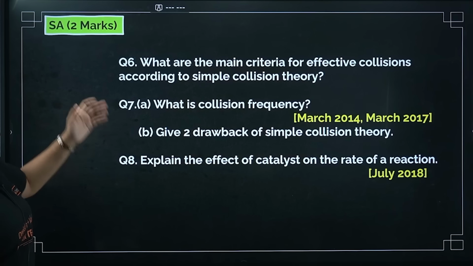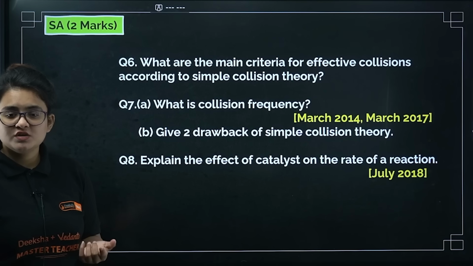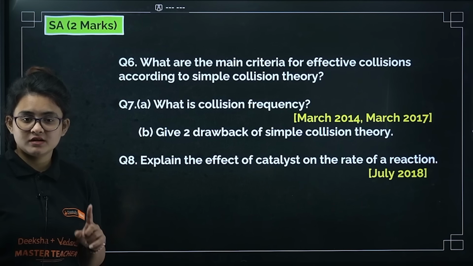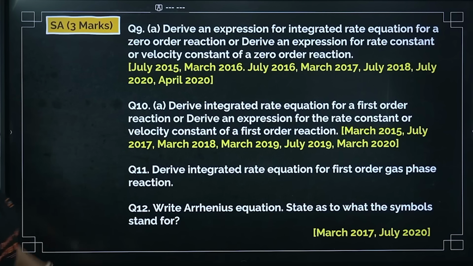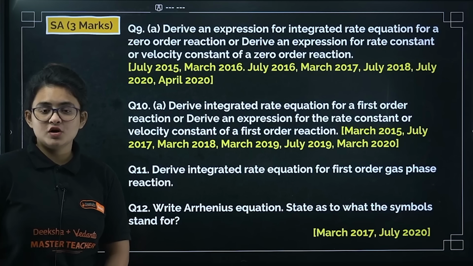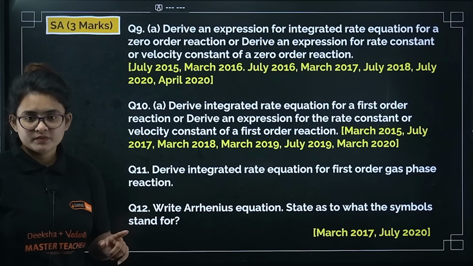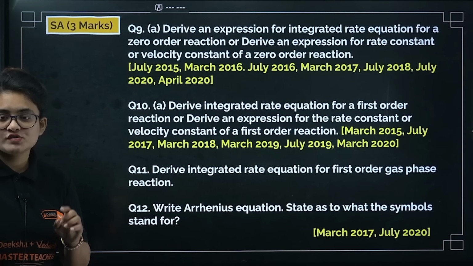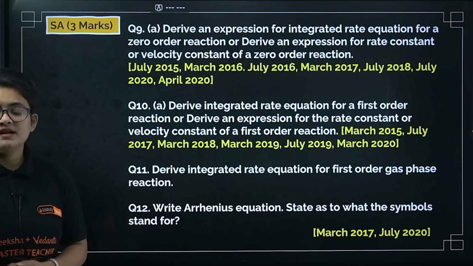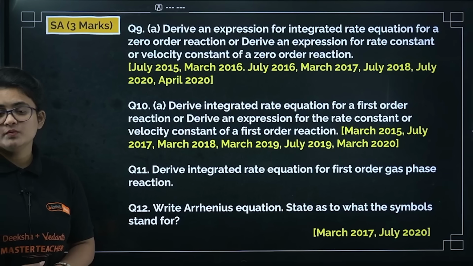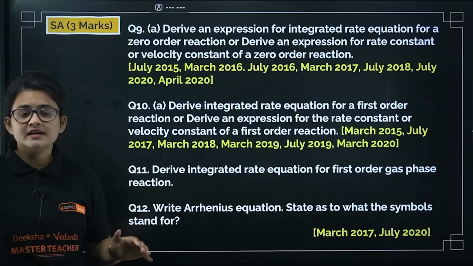Next, from chemical kinetics, here you can see collision theory, the criteria you have to remember, the collision frequency definition, and the drawback of collision theory. The effect of a catalyst with the graph you have to remember. Next, the first order and zero order integrated rate equation derivation, a 3 marker question you must do. In the gas phase, the first order equation you should also do. The Arrhenius equation is very important, and whenever you write it, make sure you go through the abbreviations as well. And for first order and zero order reactions, you have to go through all the related graphs.